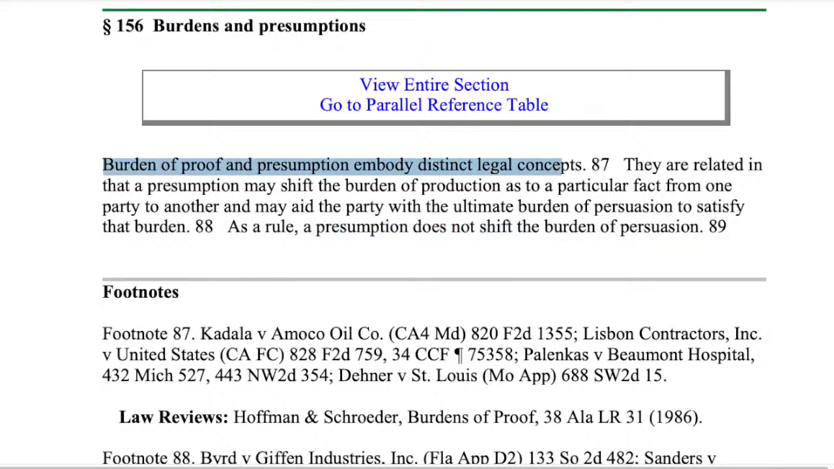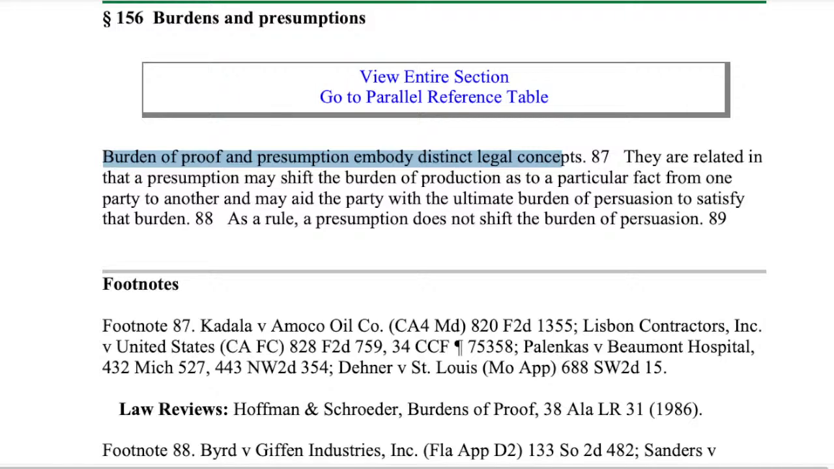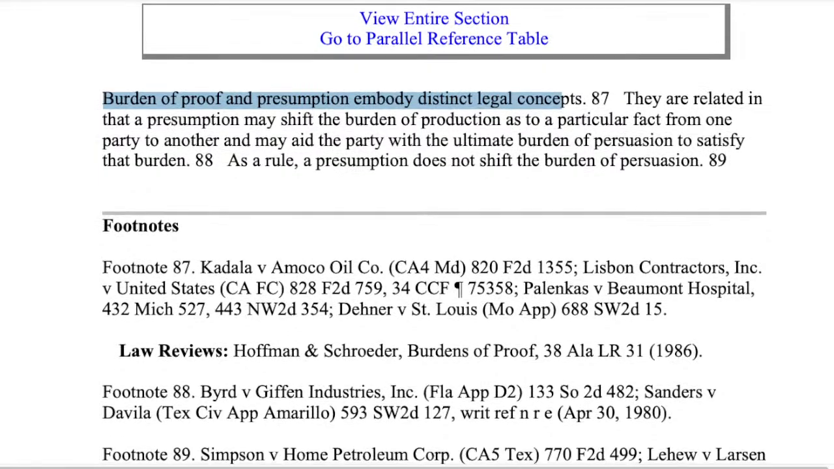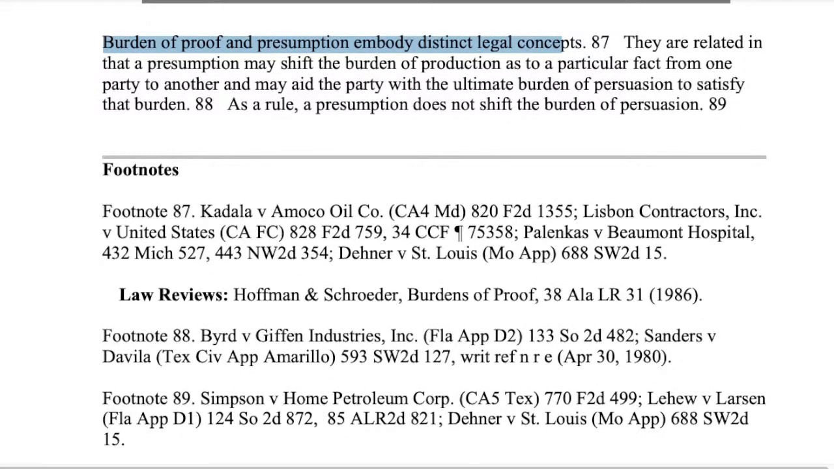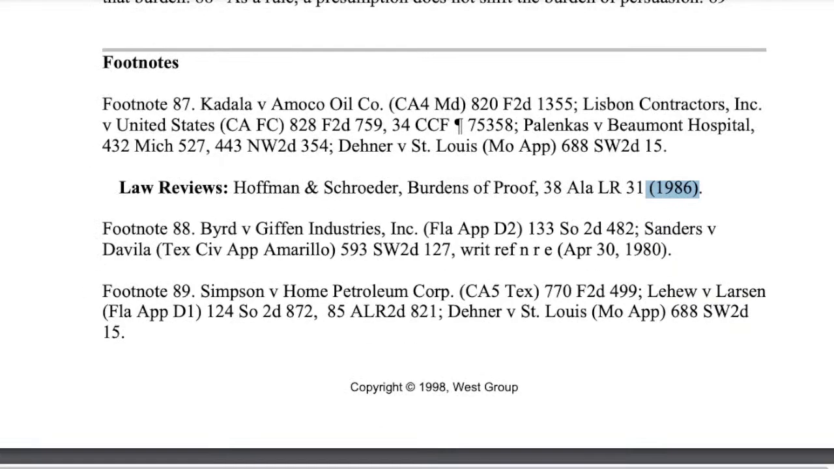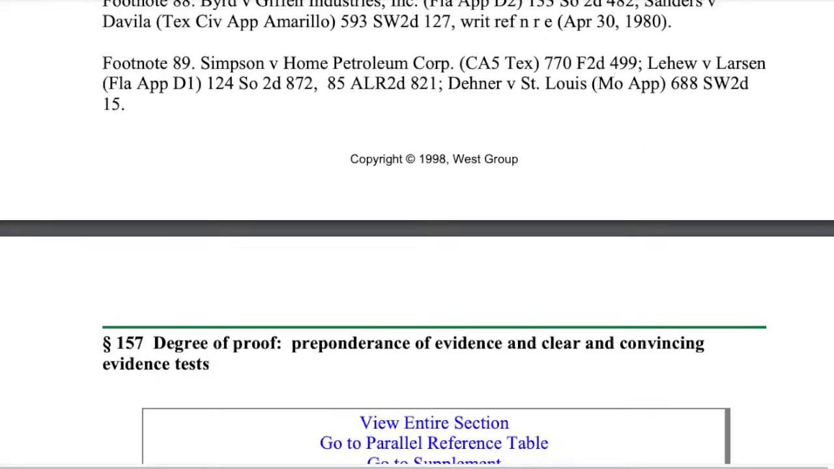Whew. Okay, I'm glad to know that AmJur will break this down and repeat it in more detail and see how it applies. So we'll get more of a thought into action perspective as we continue. So we have some footnotes here, law reviews here, Hoffman and Schroeder, Burdens of Proof. So another great book, I guess, 1986. Sure available from West Group here.